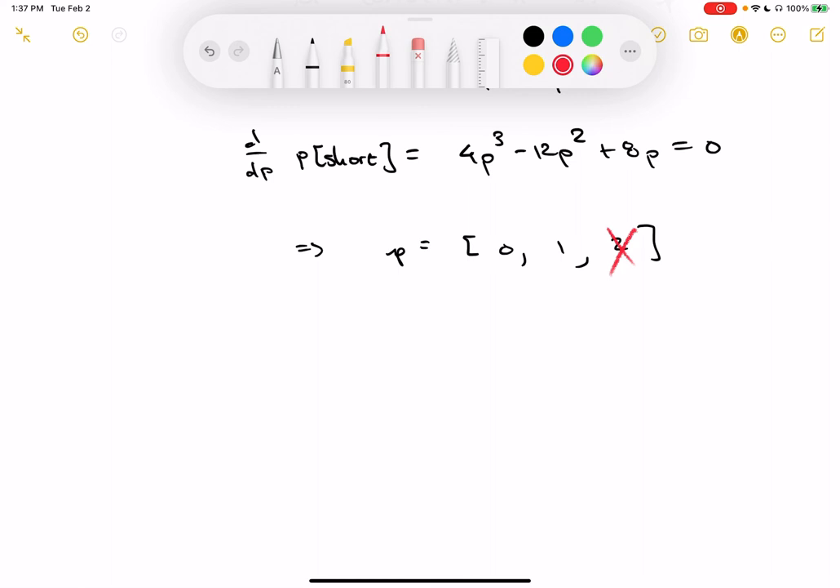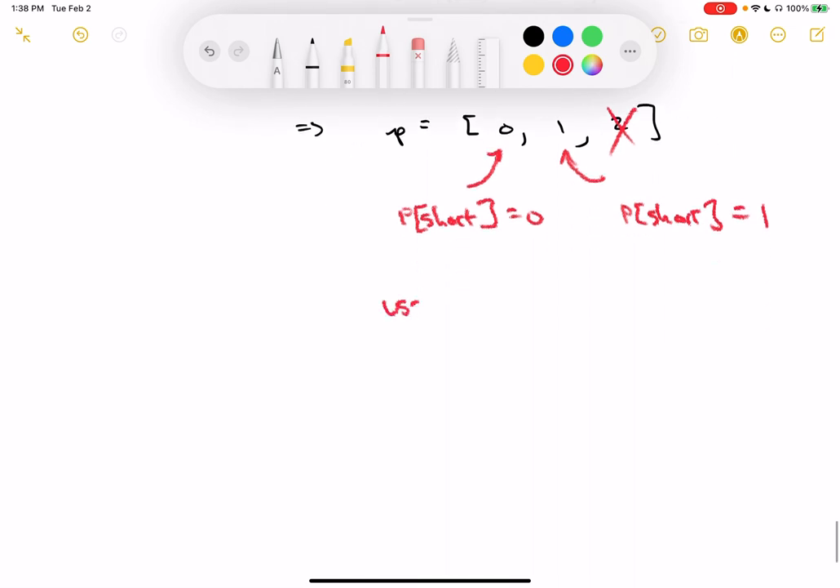2 can be excluded. 2 is not a valid probability, but 0 and 1 are, and they also happen to align at the boundaries. But what do I know about a probability of 0? Probability of 0 means you never close the thing. And so the probability of a short is 0. So that's a min. This derivative test found a minimum on that particular one. This 1 gives me a probability of a short being equal to 1. That's a maximum. So we will use P equal to 1 to maximize that short probability.